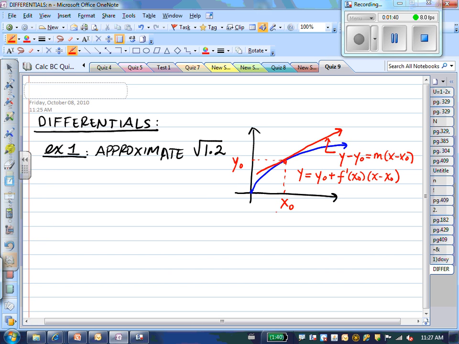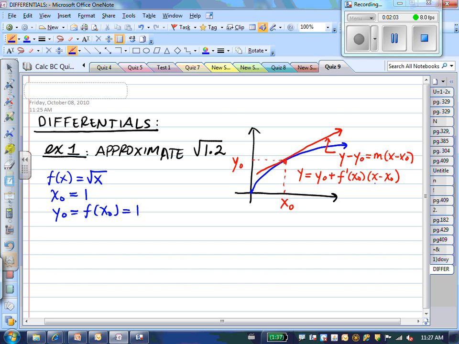So in order to be able to write that, I just need a few pieces here. I need the function, which is square root of x. I need a convenient point for x sub 0, y sub 0 that's around 1.2. So a logical choice would be that x sub 0 is 1, because then I can get y sub 0 by plugging in, which is also 1. So square root of 1 is 1, so I'm going to use 1 comma 1.